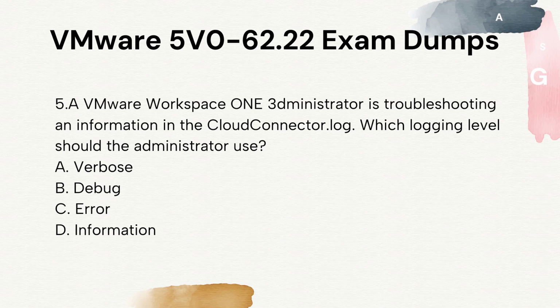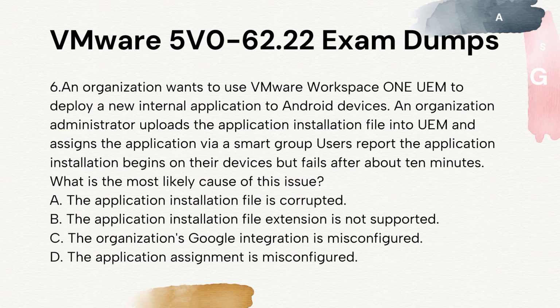5. A VMware Workspace ONE UEM administrator is troubleshooting an information in the CloudConnector.log. Which logging level should the administrator use? A. Verbose, B. Debug, C. Error, D. Information.